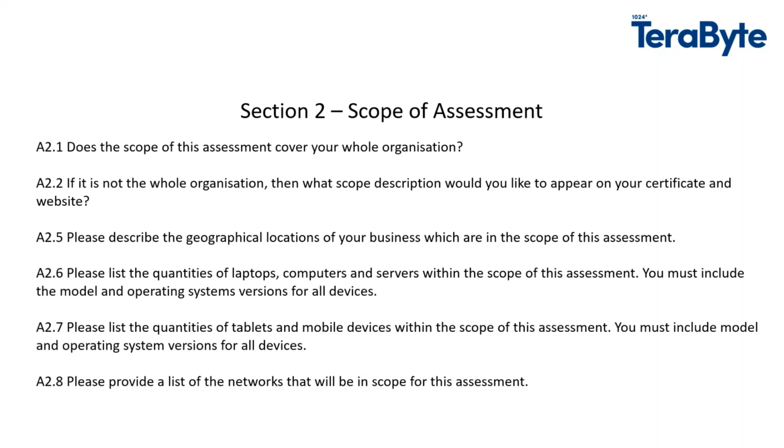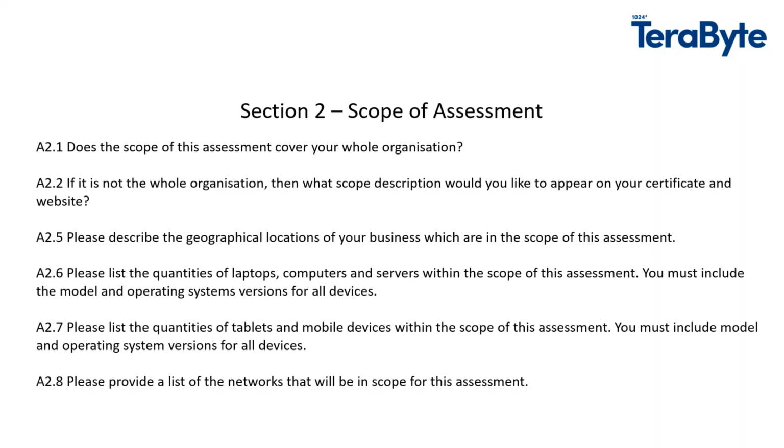Now A2.2, as I was just saying, if it's not for the whole organization, this is where you put that in. So you'd say only for the UK part of the group of companies or something like that. I'm not too sure why 3 and 4 are missing for part 2, but we'll go on to A2.5. Please describe the geographical locations of your business which are in scope of this assessment. Again, this is just saying, are you based in the UK, and whereabouts in England? So for example, for TeraByte, you could say based in the northeast of England.